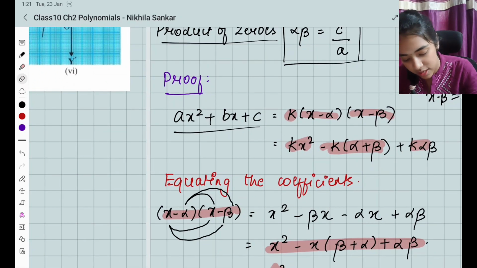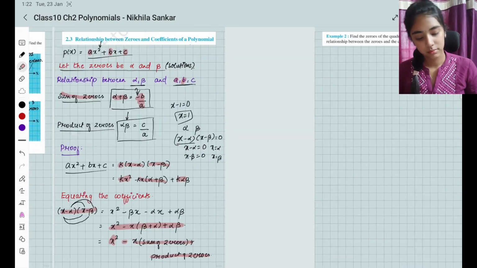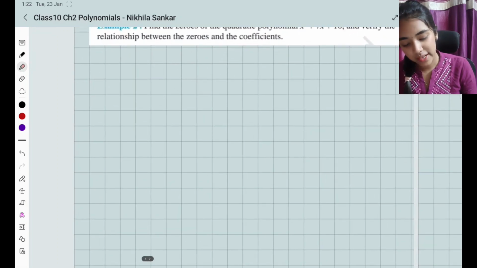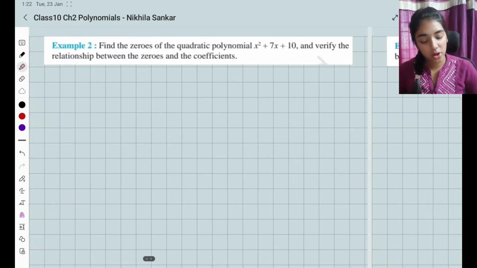So here we are going to have k into x. Okay, so this is going to be the equation. Now let's solve an example. Find the zeros of the quadratic polynomial and verify the relationship between the zeros and the coefficients.